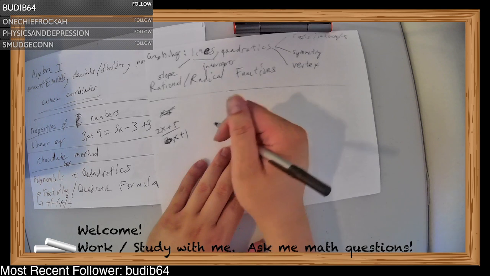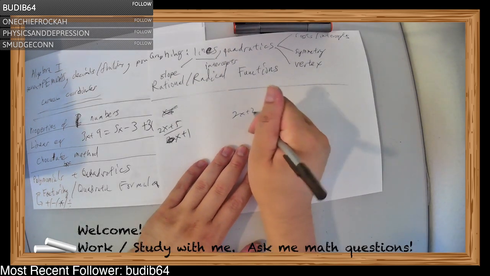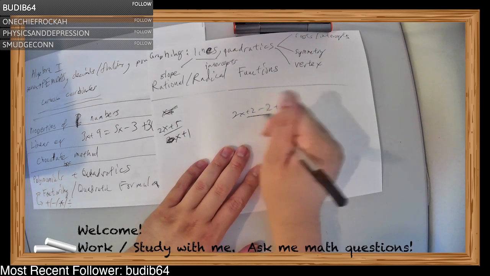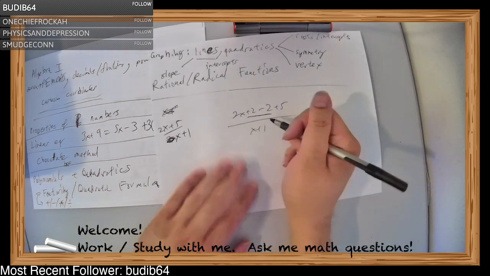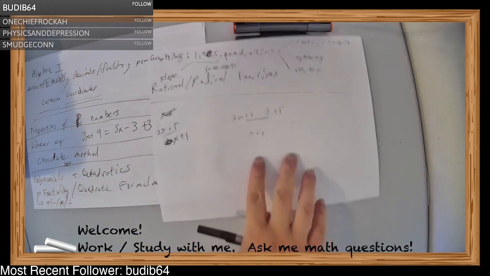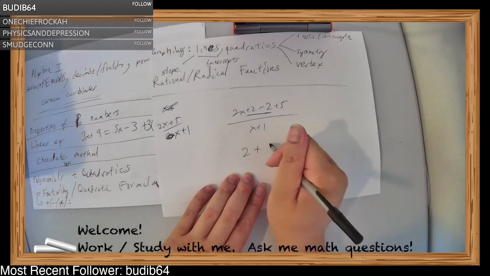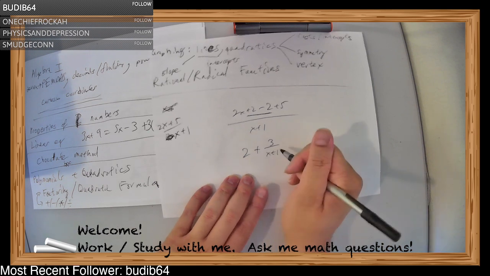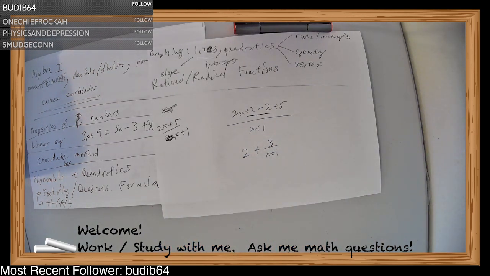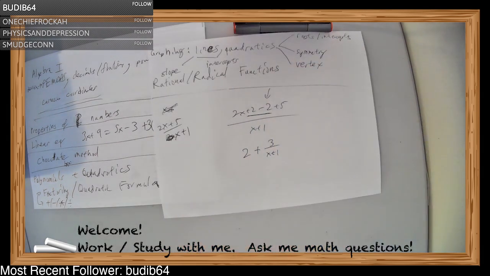So one way to do this problem, to simplify this, is to have 2x plus 2 minus 2 plus 5, added 0 there, over x plus 1. I haven't changed the top, because guess what? I added 0. So this can simplify to 2 plus 3 over x plus 1. And that might be one reason to want to add 0: if we represent 0 in a creative way, we can simplify the thing. But that's about it.